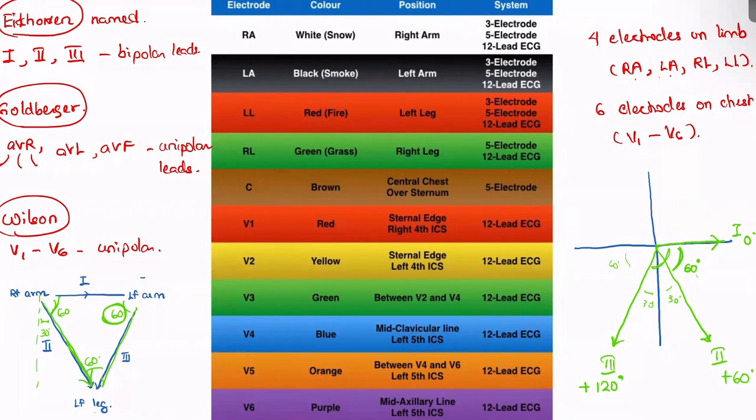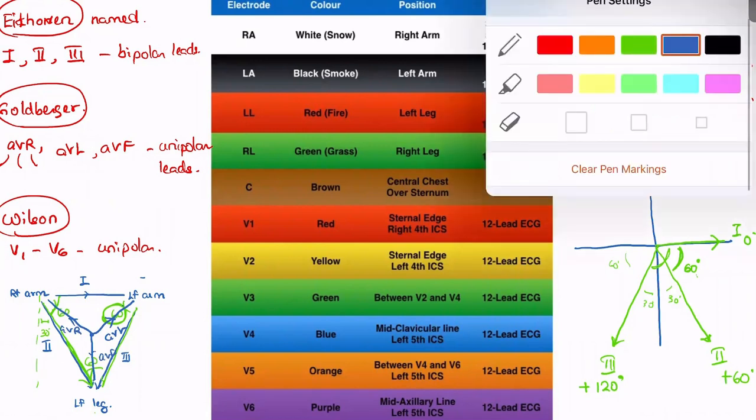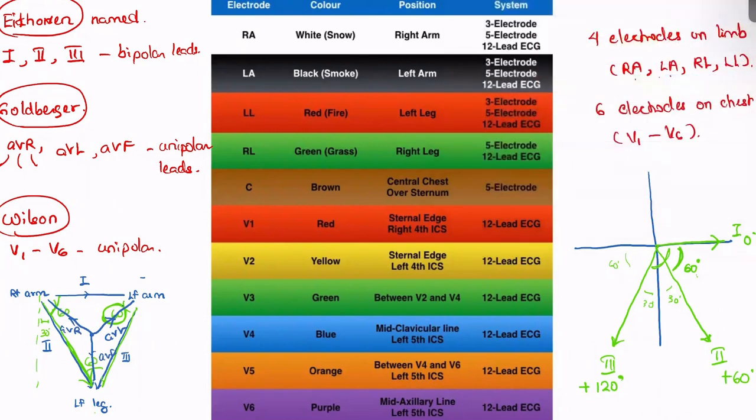Okay, another thing is that then we use the central points of this triangle, and that divides the triangle here and here. So we name this as AVL. It is to the right side, so AVR, to the foot, so AVF. So AVF is here. It is plus 90 degree AVF.